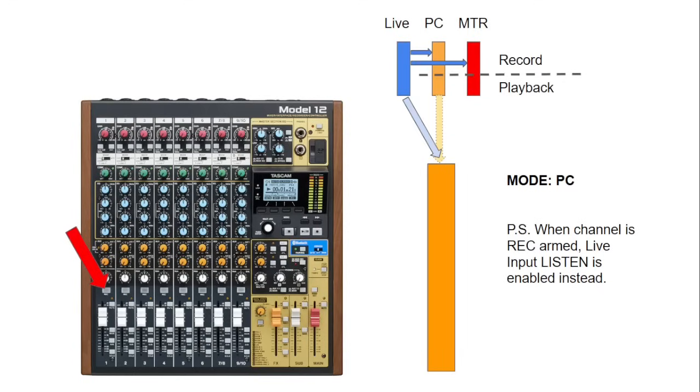and we disable the record button or the record arm button, it'll switch back to PC mode and we can listen to what we just recorded in our DAW or on our multi-track recorder, so that we don't have to constantly switch the mode switch from live to the PC or live to the multi-track recorder every time we're doing a take recording our instruments. So this is a very, very handy feature.